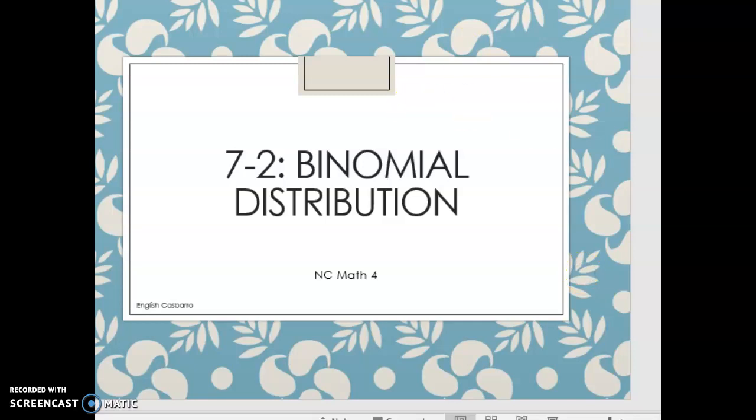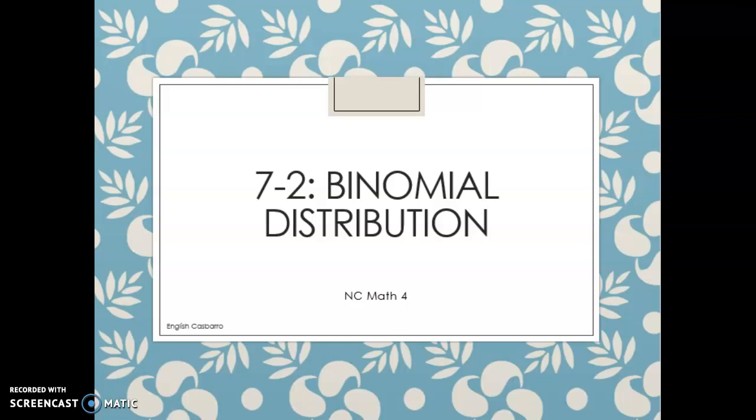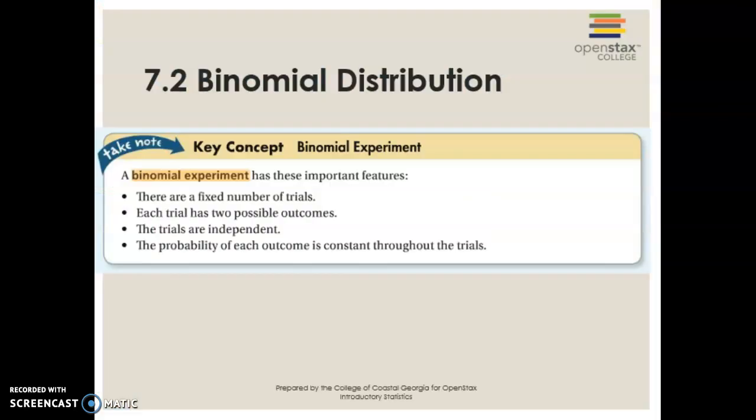Hey guys, this is 7.2 binomial distribution. There are certain things about the binomial distribution. Have these four things in common all the time. These are the features of a binomial experiment.